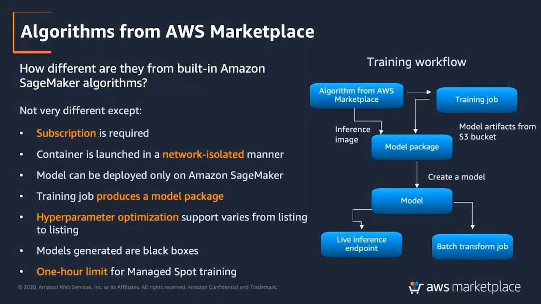The experience of using algorithms from AWS Marketplace is very much like that of built-in algorithms, but with a few caveats. You need to subscribe to the algorithm before you run a model training job. And to help you secure your data, Amazon SageMaker launches the Docker container in a network isolated mode, which means the container itself has no internet access. And you can launch it in your VPC, and you can also monitor your flow logs.